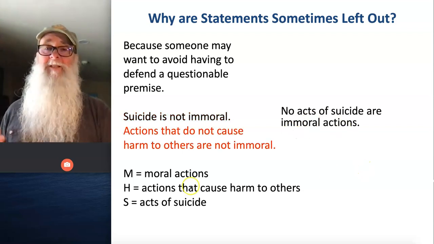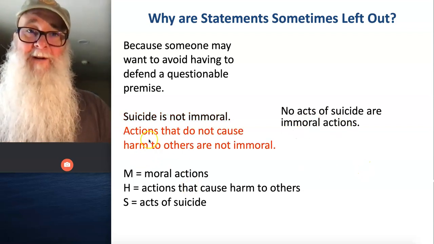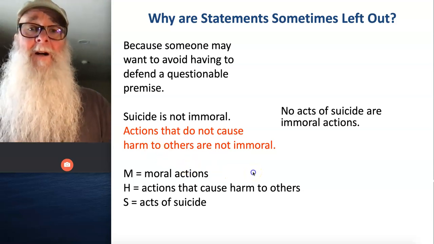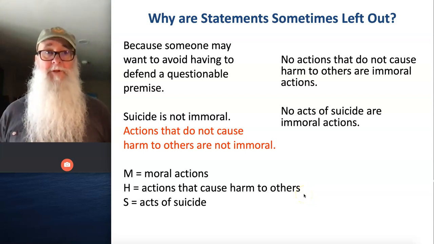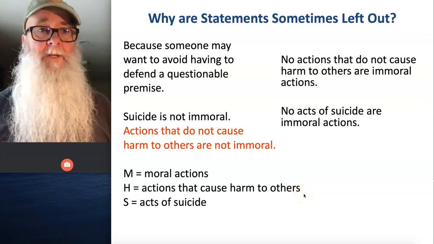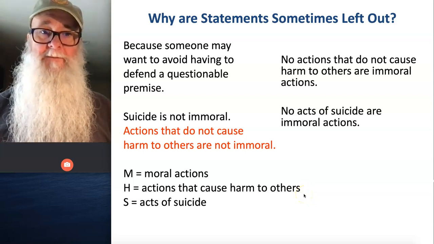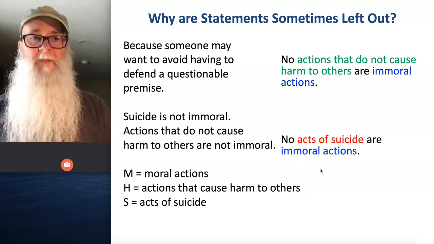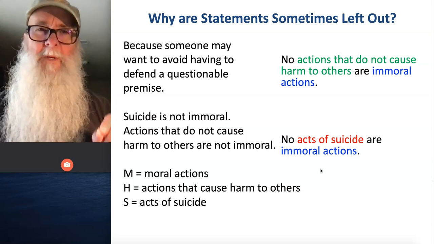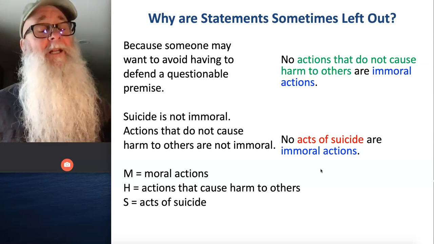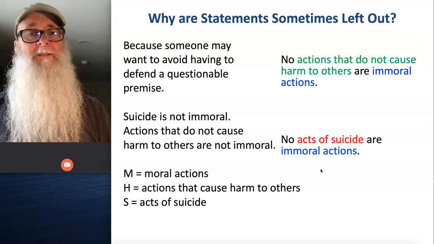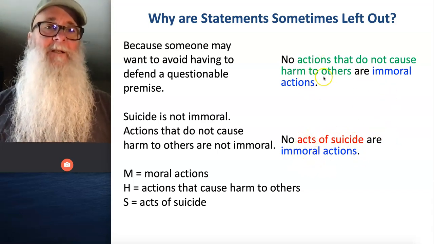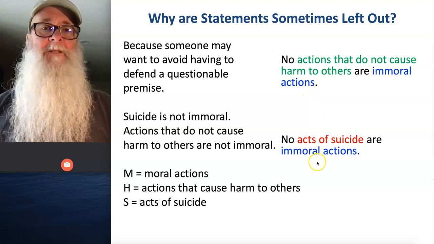That leaves us with this premise statement to translate. Actions that do not cause harm to others are not immoral. All right, how about: no actions that do not cause harm to others are immoral actions? Now we can see we've got our premise and our conclusion. What we can do is see which terms have been used twice and which only once. The major term of the argument, immoral actions, has been used twice, once in the premise and once in the conclusion.